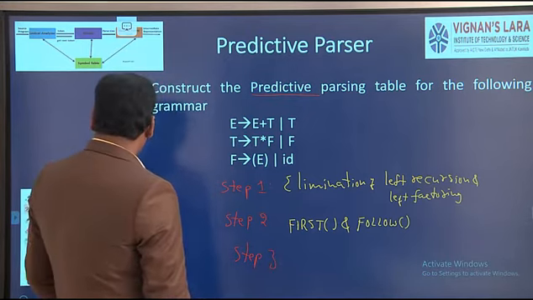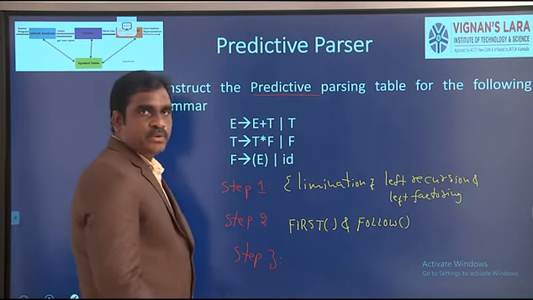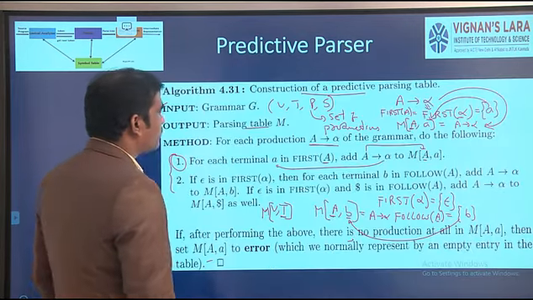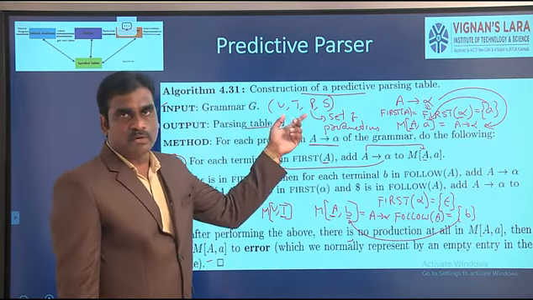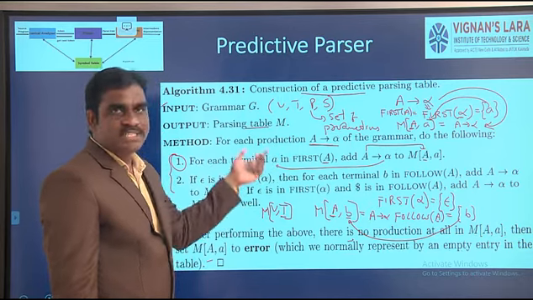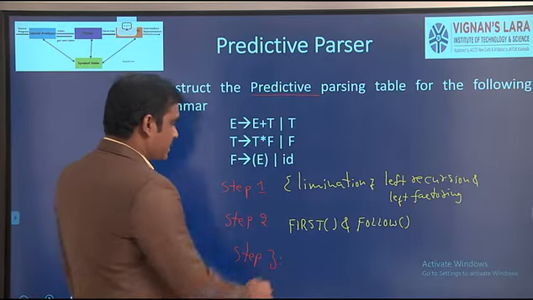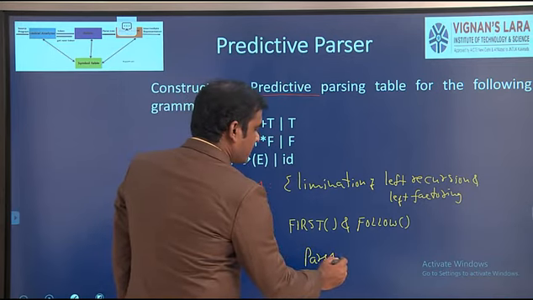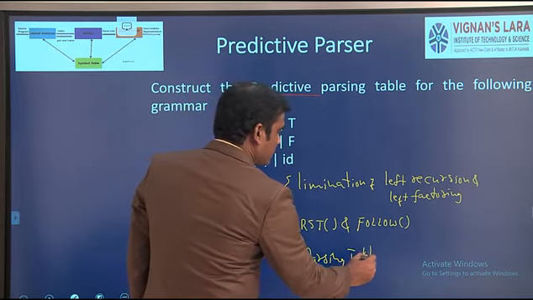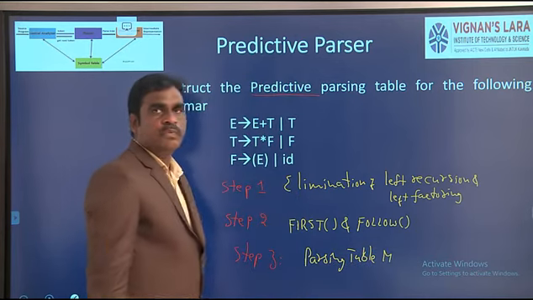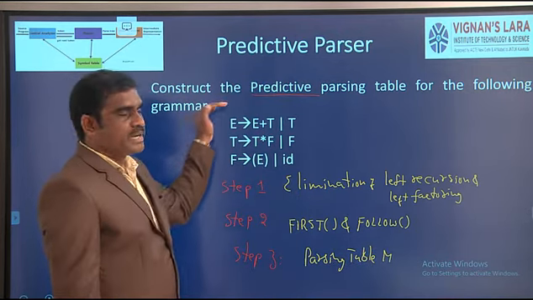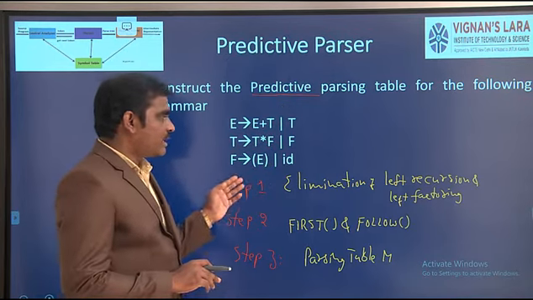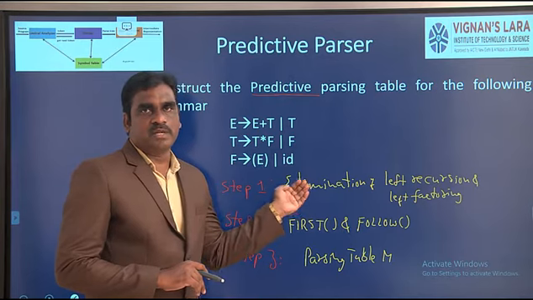And step three is, by using the algorithm, in the previous slide I have mentioned one algorithm, construction of predictive parsing table. So by using this algorithm, we have to construct a predictive parsing table. So how to construct a predictive parsing table means the total 3 steps. Step 1, check whether the given grammar has left recursion or left factoring.